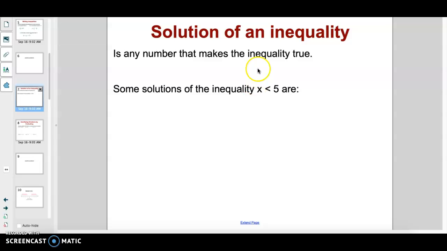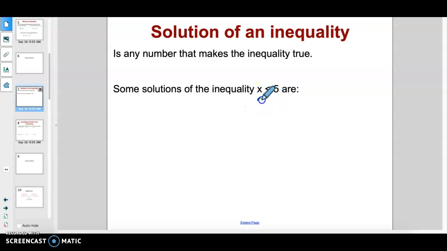Part of working with inequalities is knowing what the solutions are. So a solution to an inequality is any number that makes the inequality true. So for example, we've got this x is less than 5. So some solutions for that are any value that you can plug in for x that makes this true.